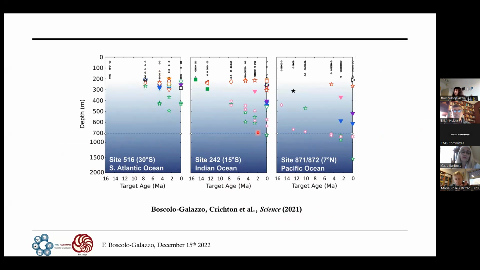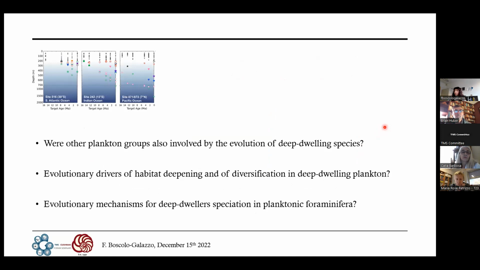The colored symbols here represent deep-dwelling species of planktonic foraminifera living below 200 meters depth. And as you can see, moving from the Middle Miocene to the present, the deep-dwelling species of planktonic foraminifera progressively move down the water column to occupy deeper depth habitat. And new species of deep-dwelling planktonic foraminifera evolve through time. So this was one of the main outcomes of the project that we published in Science.